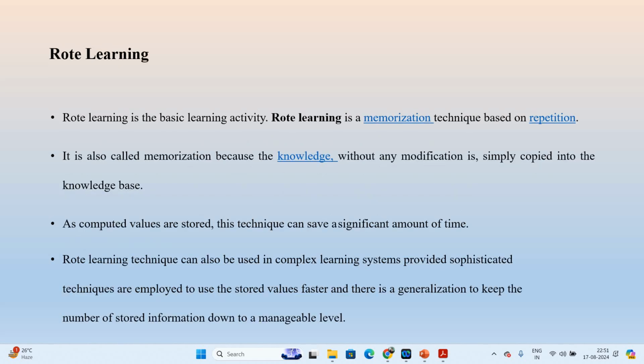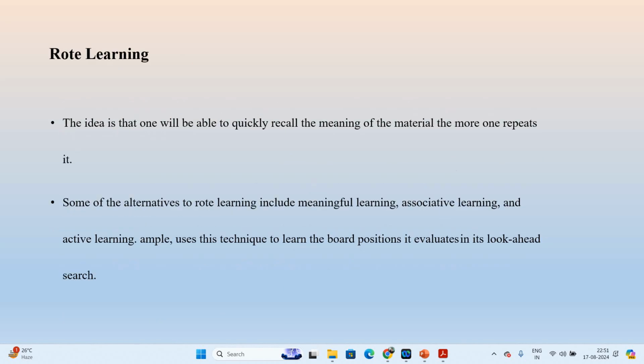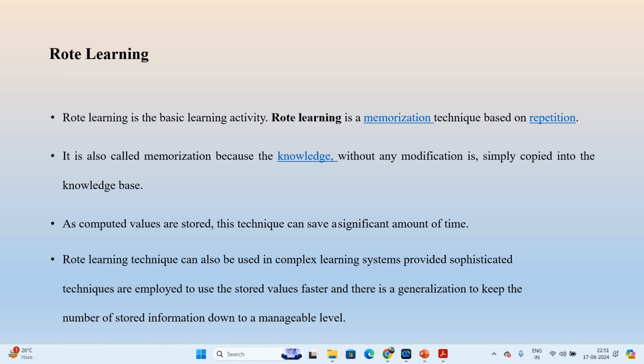And the next one we are going to discuss is rote learning. It is one kind of memorization technique. So what is the meaning of rote learning? Rote learning is the basic learning activity, and it is based on memorization, or the technique of repetition. Normally we memorize slokas and other kinds of chanting by heart. These are examples of memorization techniques. These all come under the rote learning technique.